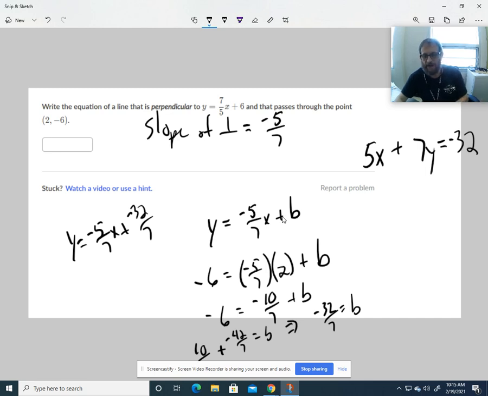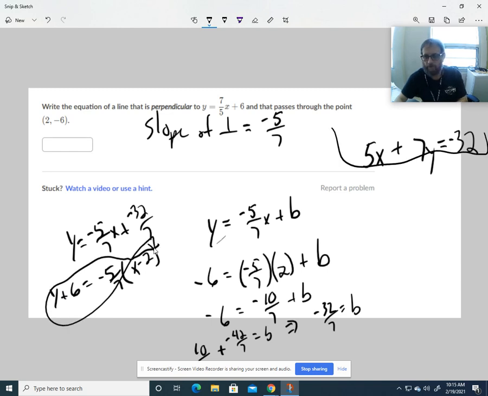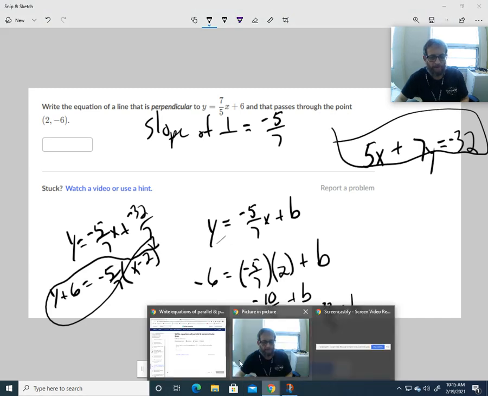By the way, a third option would have been to write it in point slope form, which would have been y plus 6 equals -5/7 of x minus 2. Again, the 2 goes here, the -6 goes there, but because it's a minus, it becomes a plus. I don't know which one of those you think is easiest. I think either this one, wow, that was horrible, or this one are the easiest. So I don't know which one it'll take.